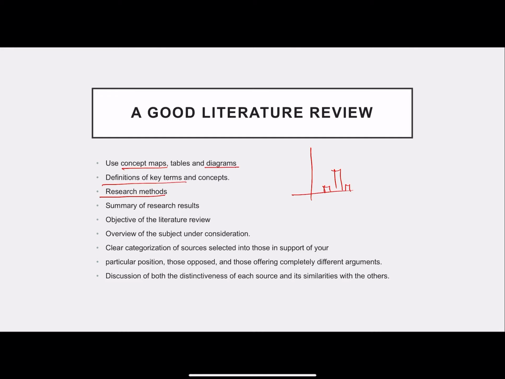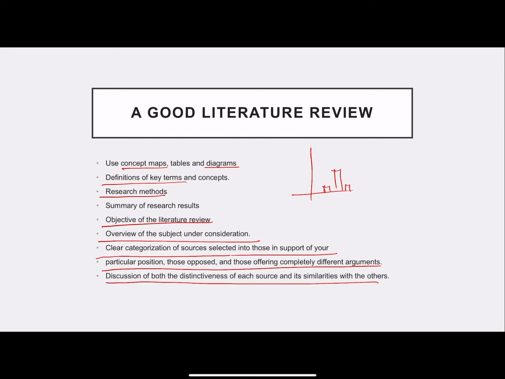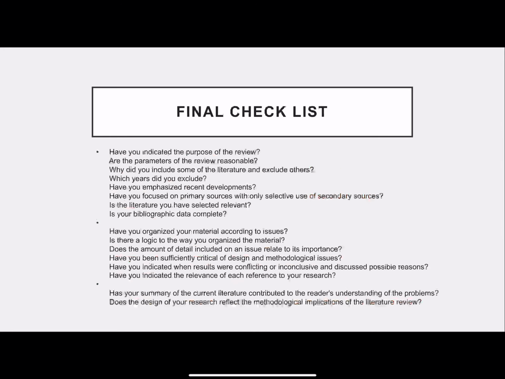Then the research methods you're going to use, that they used, you can include them, or the research methods you are interested in for your ultimate goal. And the summary of research results, you need to put those into your paper. The objective of the literature review, overview of the subject, clear categorization of sources selected, the positions of all those that are in all the papers you read, and discussion of both the distinctiveness of each source and its similarities with others. Okay, so those are some characteristics of a good literature review.